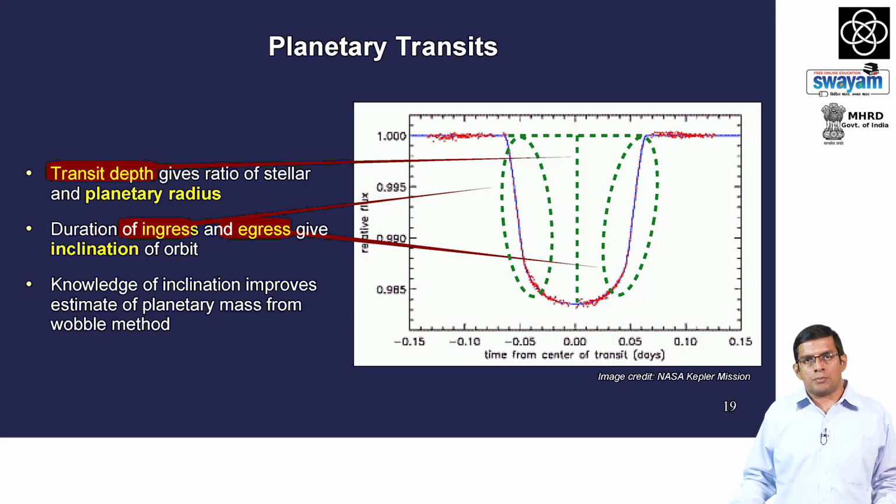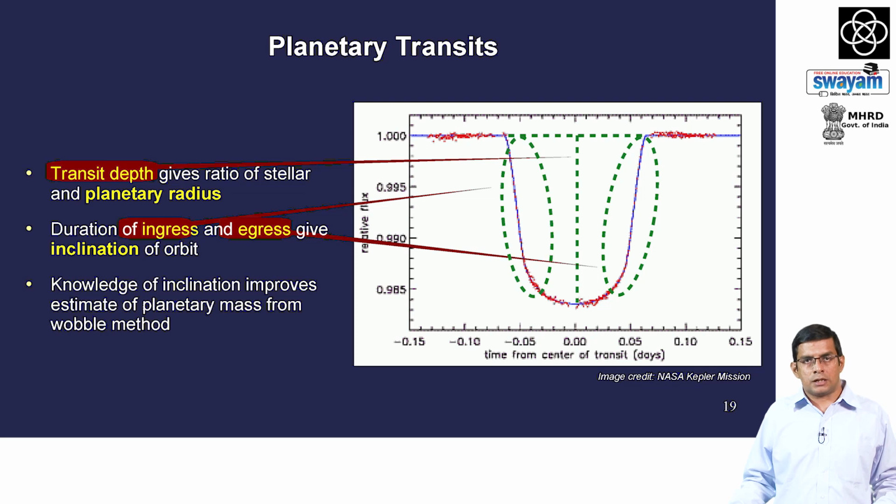As we said, there is more information in these transits. First of all, the transit depth, that is the maximum decrease in the luminosity, gives the ratio of the stellar and the planetary radius. Secondly, the period of the ingress and the egress, when the planet is blocking the stellar disk only partially, gives information about the inclination of the orbit.